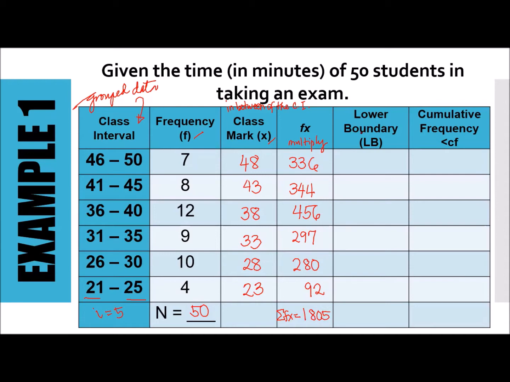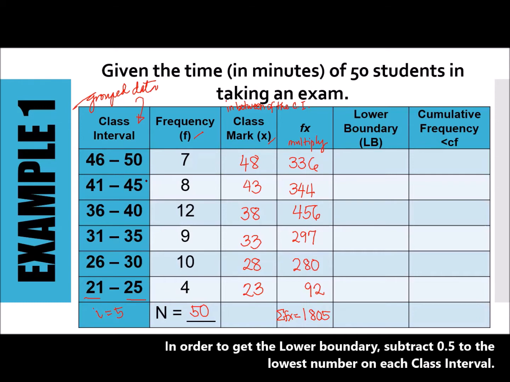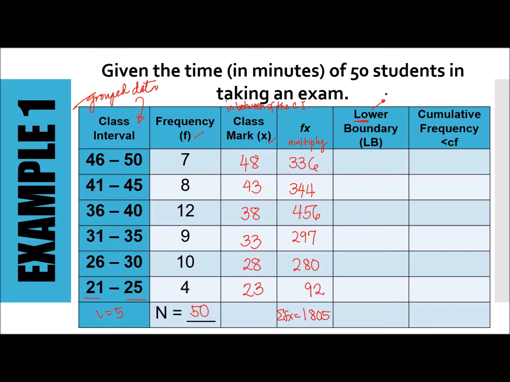Okay? Next one. Lower boundary, LB. May the term boundary. Ano-ano ba yung may boundary sa atin? Siyempre, yun yung 46 to 50, 41 to 45. Lower. Ibig sabihin, yung mas mababa. So, ang gagawin mo lang dyan, magma-minus ka ng 0.5.